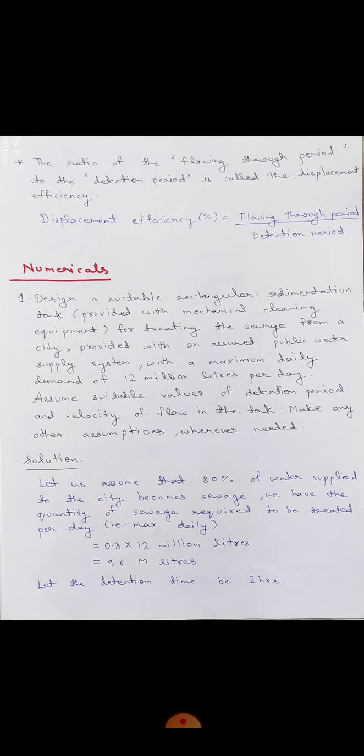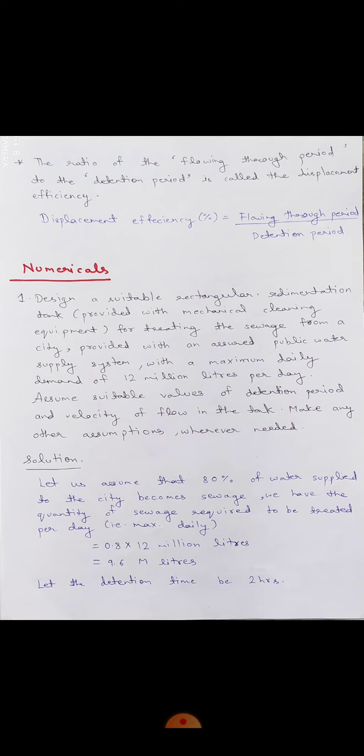Numericals: we have to design some of the tanks, rectangular tanks, circular tanks. What procedure and what things we have to assume, you will see in this. So first the question is: design a suitable rectangular sedimentation tank provided with mechanical cleaning equipment for treating the sewage from a city, provided with an assumed public water supply system with a maximum daily demand of 12 million liters per day. Assume suitable values of detention period and velocity of flow in the tank. Make any other assumptions wherever needed.